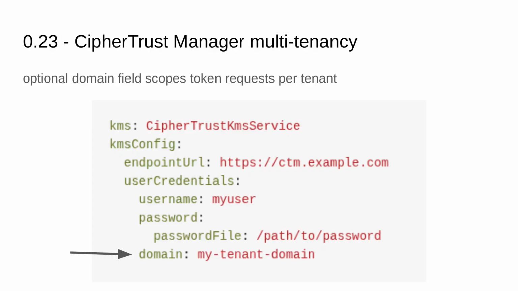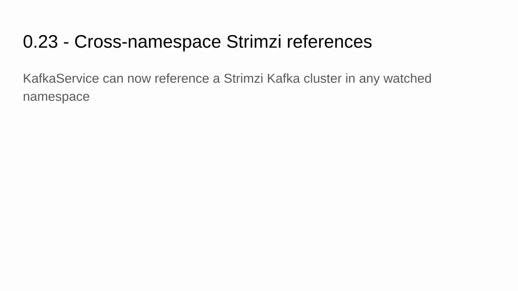And we've added the last feature we wanted to add to the new CipherTrust Manager KMS, which is to support passing a domain when you're authorizing with them. So this is how they implement multi-tenancy. We improved the operator's integration with Strimzi. We now allow cross-namespace references to Kafka clusters, so they don't have to be in the same namespace as your proxy resources. They can be in any of the namespaces that your proxy operator is watching.